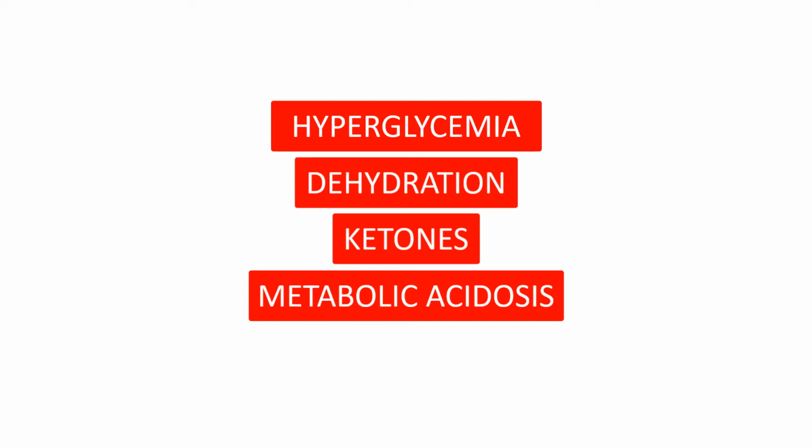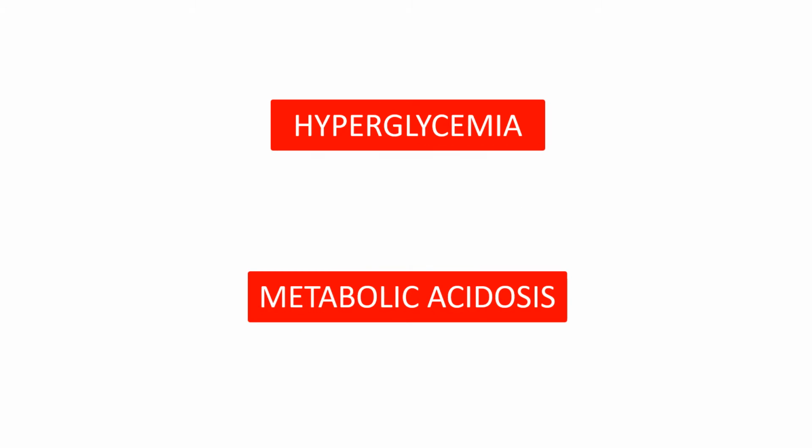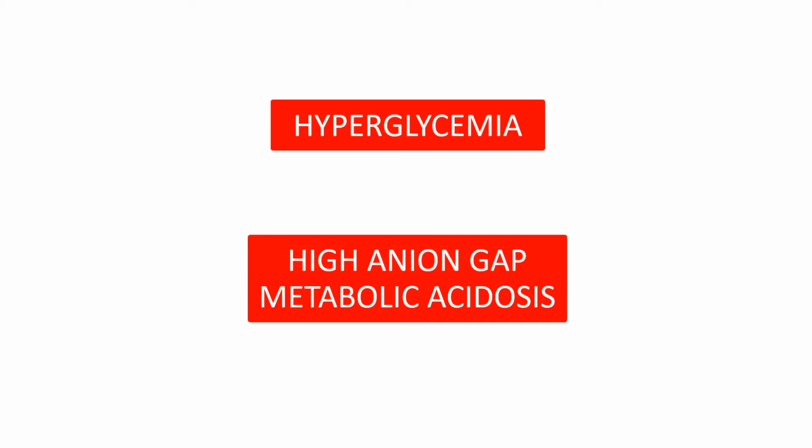For diagnostic purposes, a diabetic patient with an appropriate clinical scenario having hyperglycemia and metabolic acidosis is usually consistent with a diagnosis of diabetic ketoacidosis. While hyperglycemia and a high anion gap metabolic acidosis are hallmarks of DKA, there are certain instances where we won't get these lab abnormalities to be present.